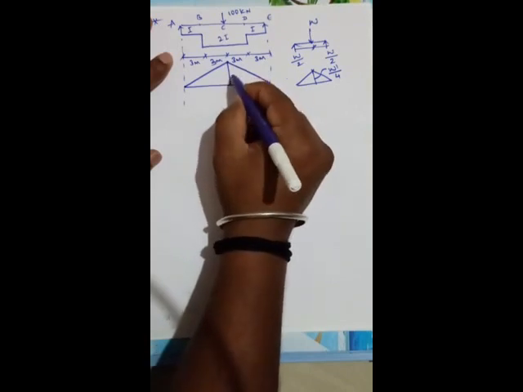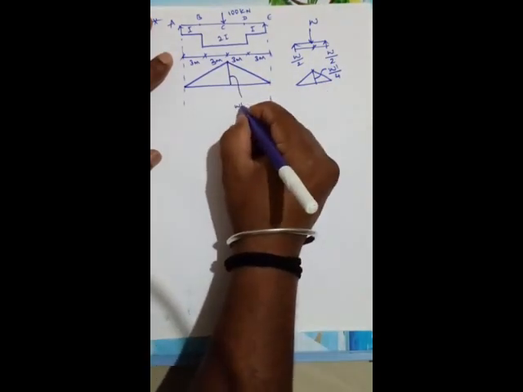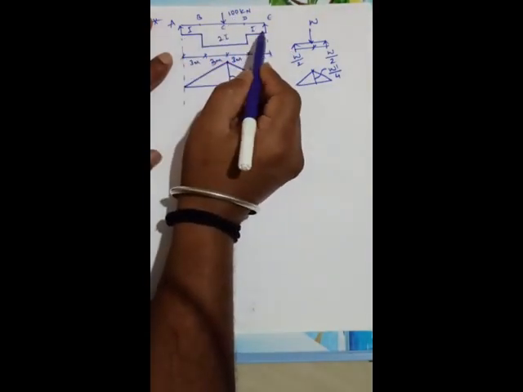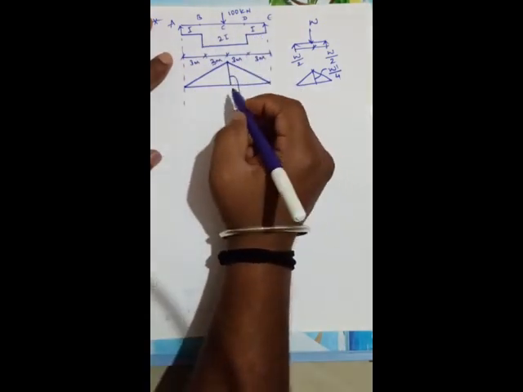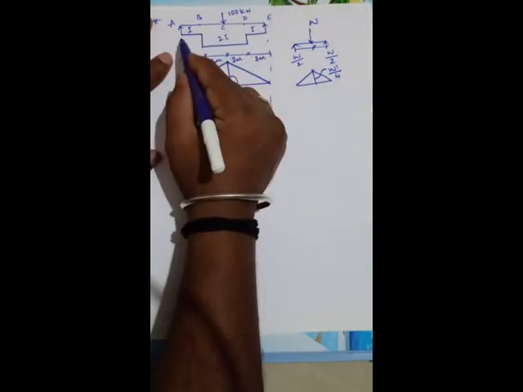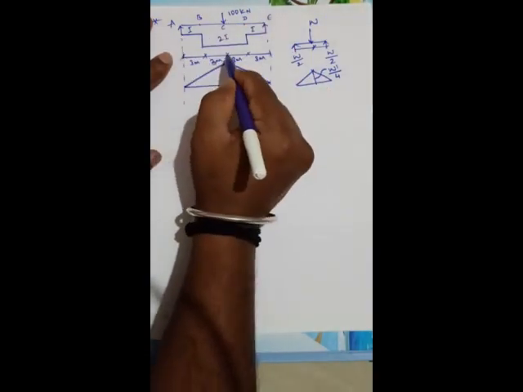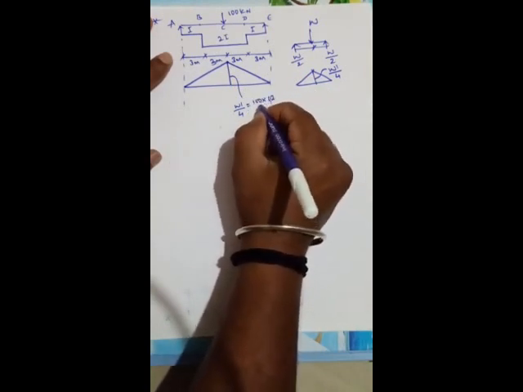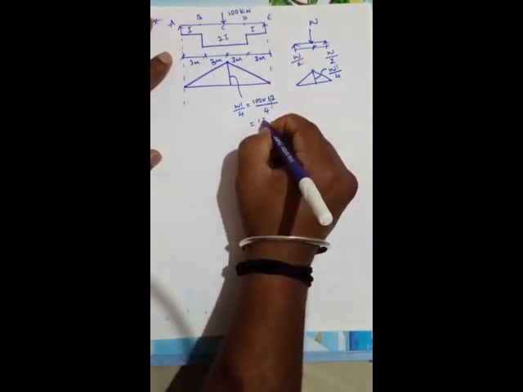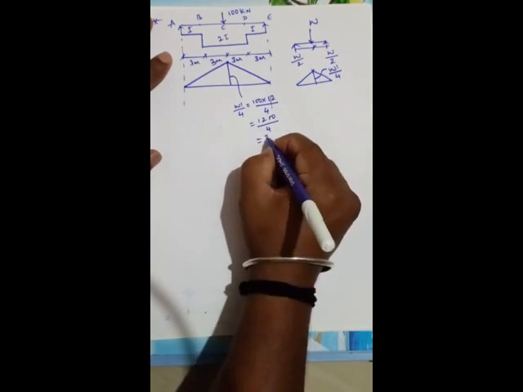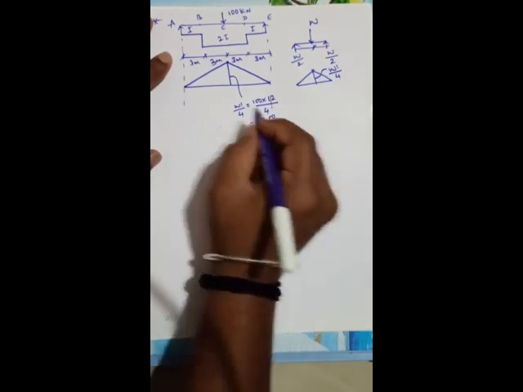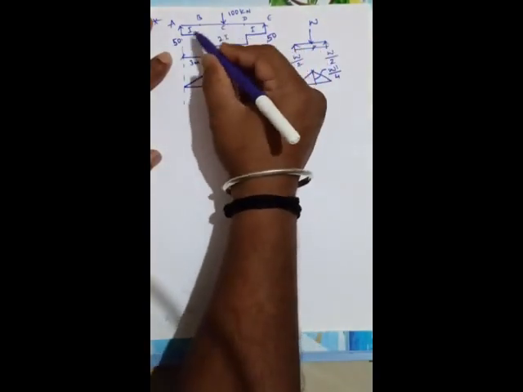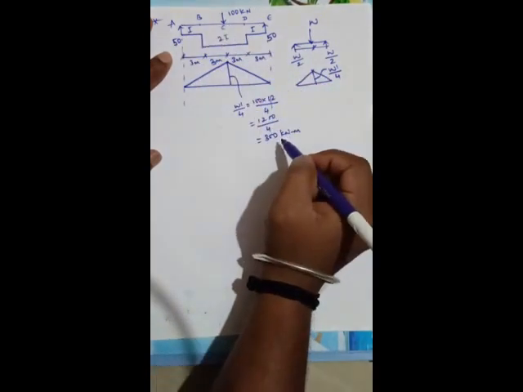What is this value? This value will be WL by 4. Or else if I calculate the reactions, total load is 100, the reaction will be 50, 50. Exactly at the center, 50 into 6 is 300. Or else 100 into L, the total 12 meters, divided by 4, so 1200 divided by 4, nothing but 300 kilonewton meter, correct? The reaction will be 50, and the moment about C is 50 into 6, which is 300, correct?